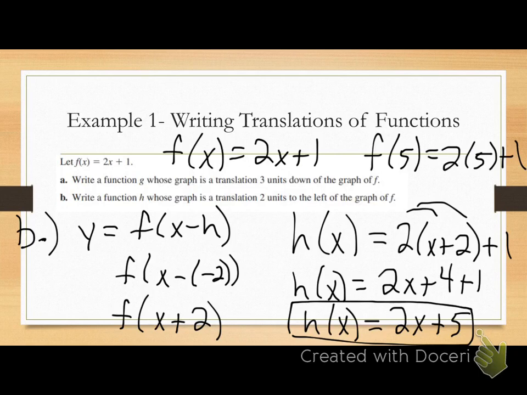Where'd you get the plus 1? That's from my original function, because remember, I'm just replacing the x with x plus 2. So it becomes 2 times x plus 2 plus 1. Any other questions? Those are good questions. We okay? Okay. Moving on.